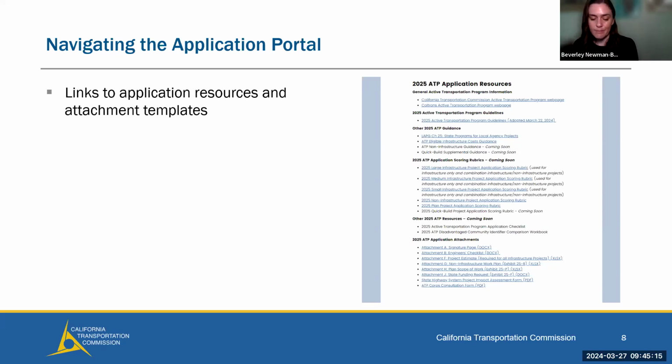So, like where you should get your disadvantaged community data, or make sure you have this attachment ready to go as you're filling out your application.